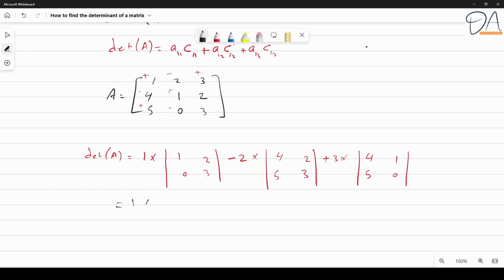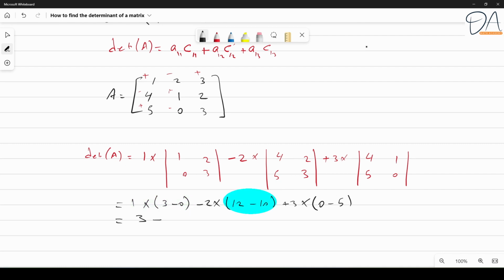So 1 times the determinant, the first determinant here is simply 1 times 3 is 3 minus 0 times 2 gives us 0. Minus 2 times, we calculate the second determinant. So 4 times 3, that is 12. 5 times 2, that is 10. Plus 3 times, again, we calculate the determinant for the last one. 4 times 0 gives us 0. Minus 5 times 1 gives us 5.